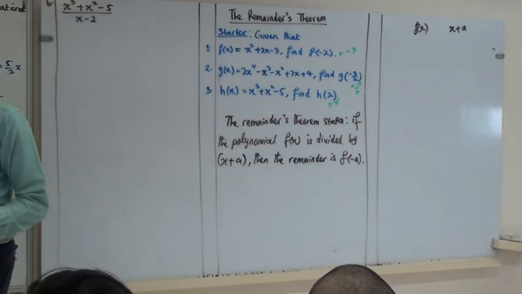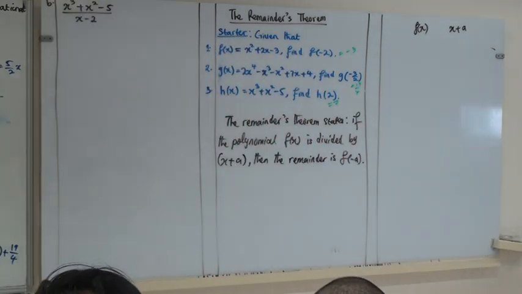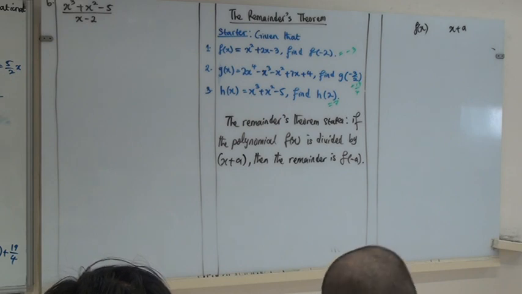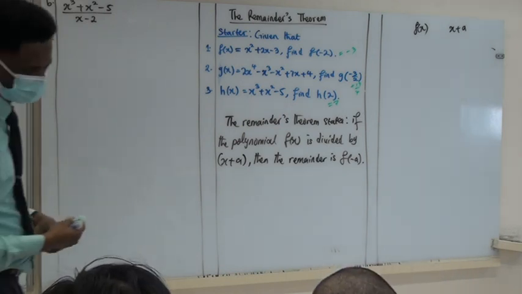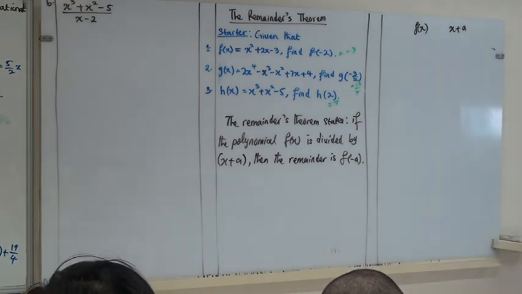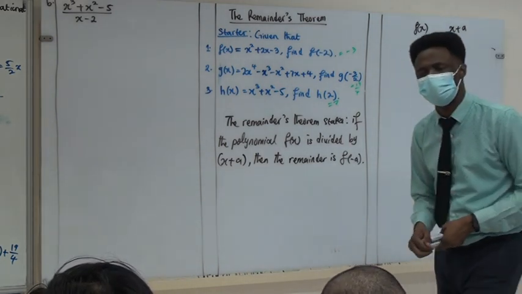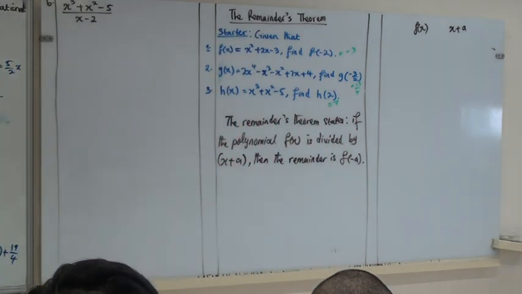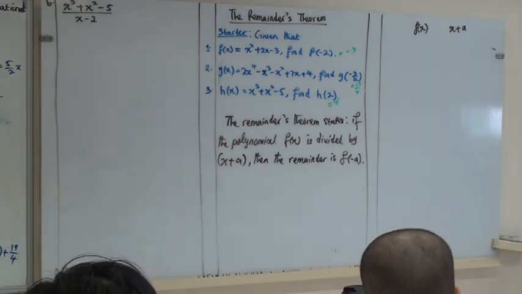So with this, you do not need to divide. If the question requires division algorithm, yes, you have to divide. But if the question only requires the remainder, you do not need to divide. This will be extended to factor theorem. When is something a factor? When the remainder is what? 0. 0. That's how you get if something is a factor. We'll talk about that tomorrow.